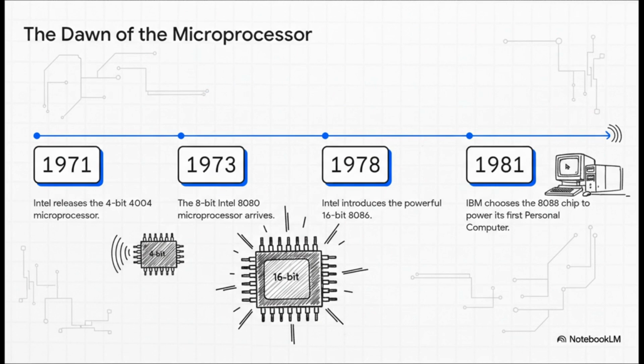Well, the 8086 didn't just appear out of nowhere. It was this massive leap forward from its 8-bit predecessor, the 8080. This new 16-bit architecture was a total powerhouse for its time. And just a few years later, its close cousin, the 8088, was picked by IBM to be the brains of the very first PC. And that, my friends, is what kicked off the whole revolution.